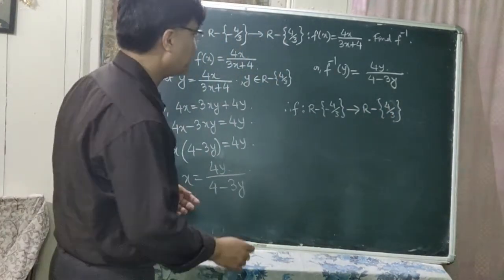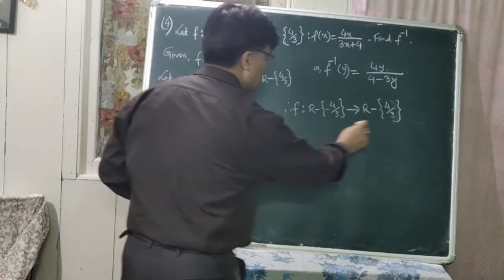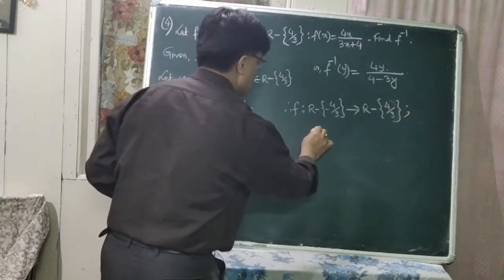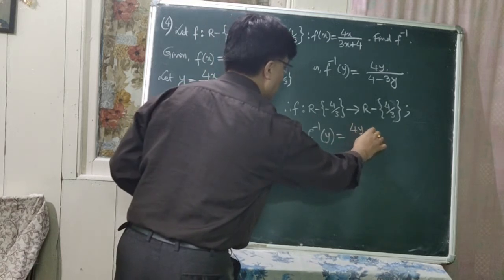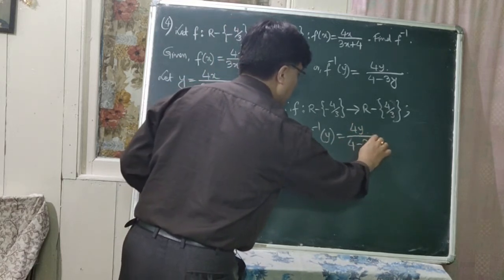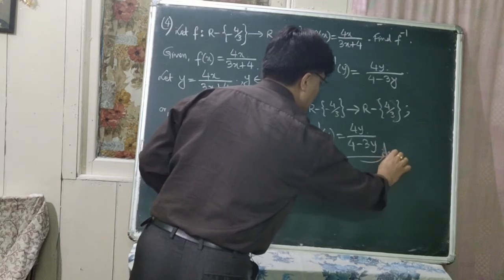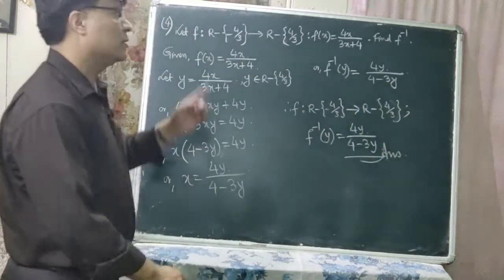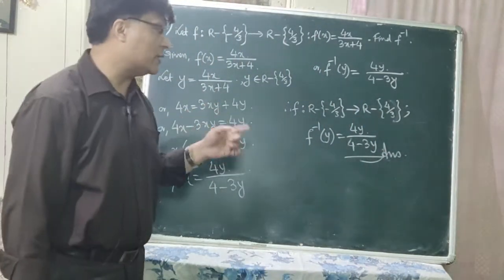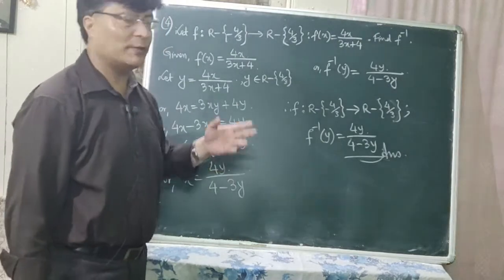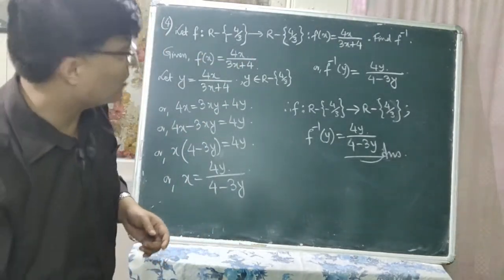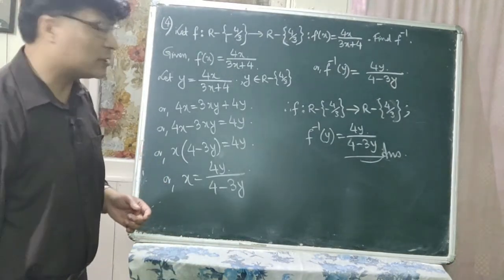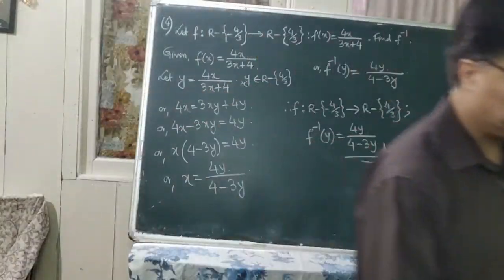Is that clear? So, it is defined as f inverse y is equal to 4y divided by 4 minus 3y. So, this is the answer. So, what is the value for f inverse? It is 4y divided by 4 minus 3y. Here, y belongs to the codomain R minus 4 by 3. So, I think you have understood it. So, you can copy it. We'll do the next question now.